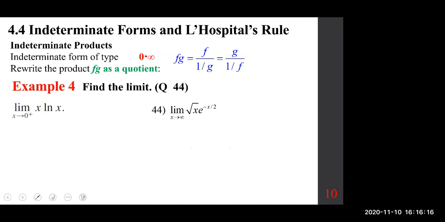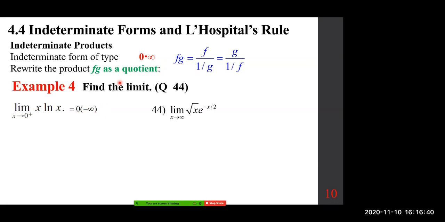Now, just as an example, the limit of x ln x as x approaches 0 from the right, okay? I hope you see 0 from the right makes x 0, makes ln x negative infinity, okay? Now, by the way, 0 times infinity or 0 times negative infinity is the form anyways that we are discussing.